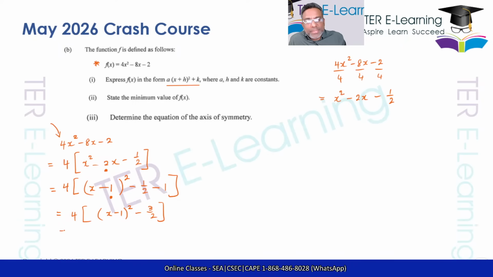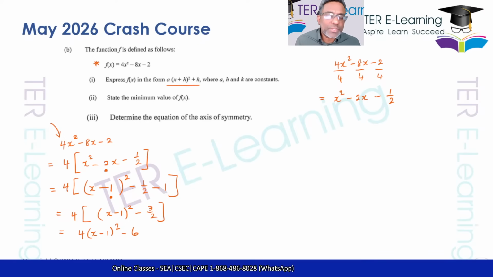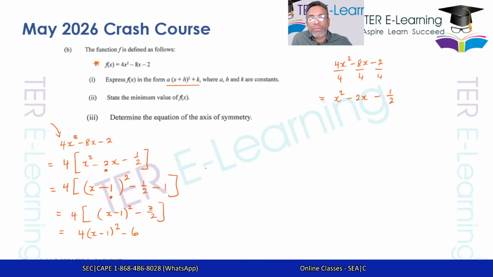And the final step in the process is to multiply the entire expression by 4. So this becomes 4 open brackets x minus 1 squared, and when you multiply the minus 3/2 by 4, you get minus 6. So this is our completed square.